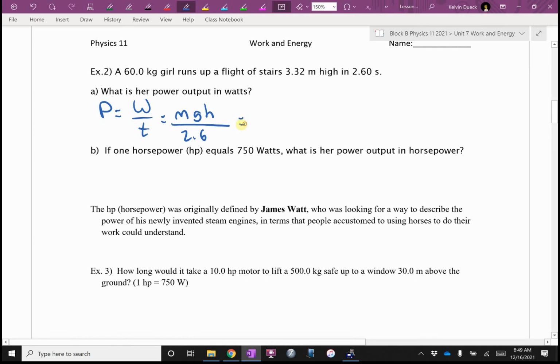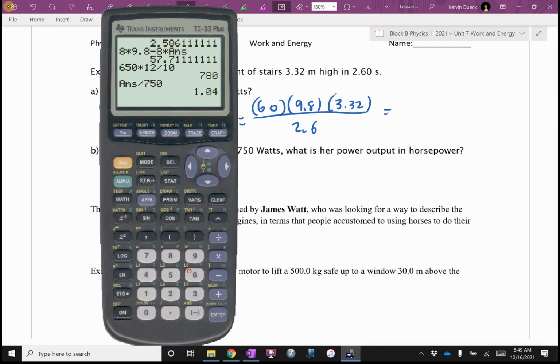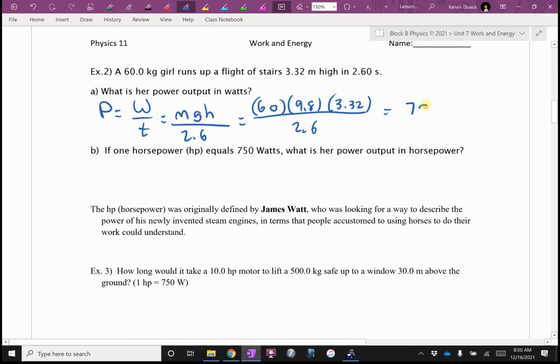Lena, what was the mass? G, H, 3.32, all over 2.6 seconds. What do you get? 750.8? Call it 751? Keep it on my calculator. Units, power is measured in watts.